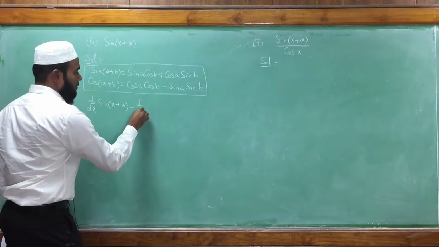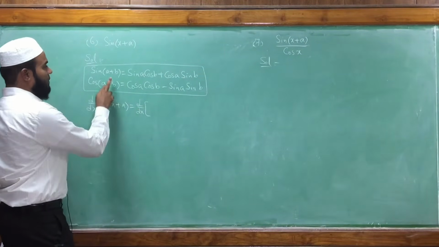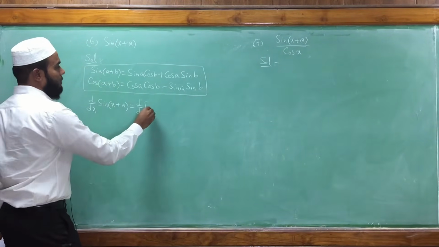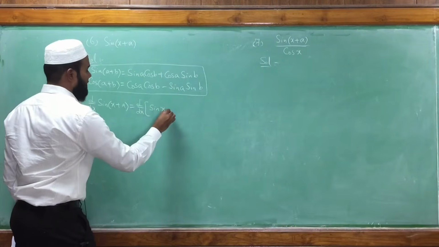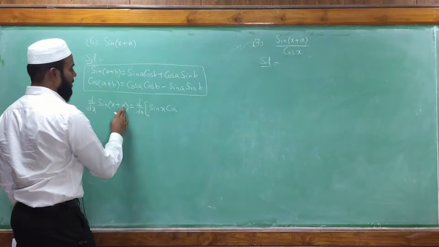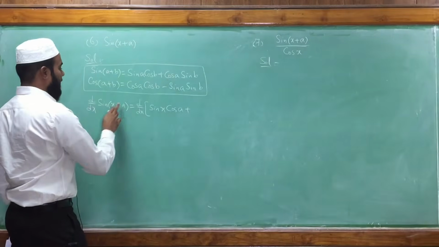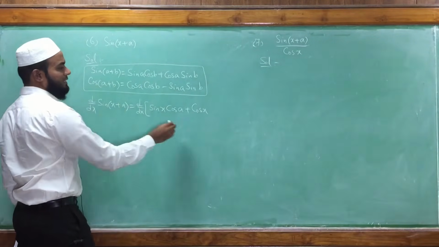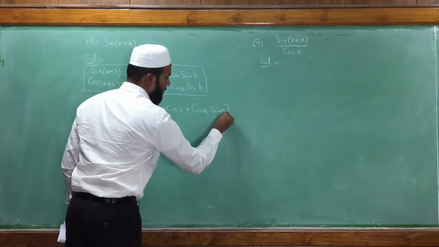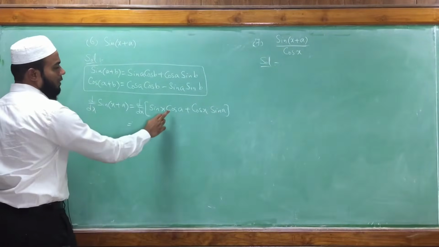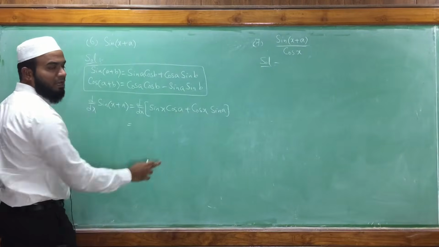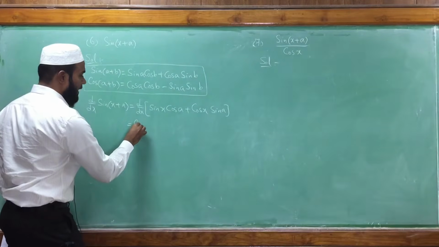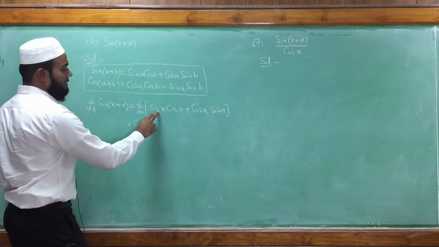So d by dx of sine of a plus b. In place of a we are having x, and in place of b I am having a. So sin a, that is sin x, cos b is cos a, plus cos a is nothing but cos x, and sin b is nothing but sin a, right? Then what will happen? Cos a is a constant, so cos of a is a constant, right? a is a constant, so cos a as it is. Then what will remain? Sin x.